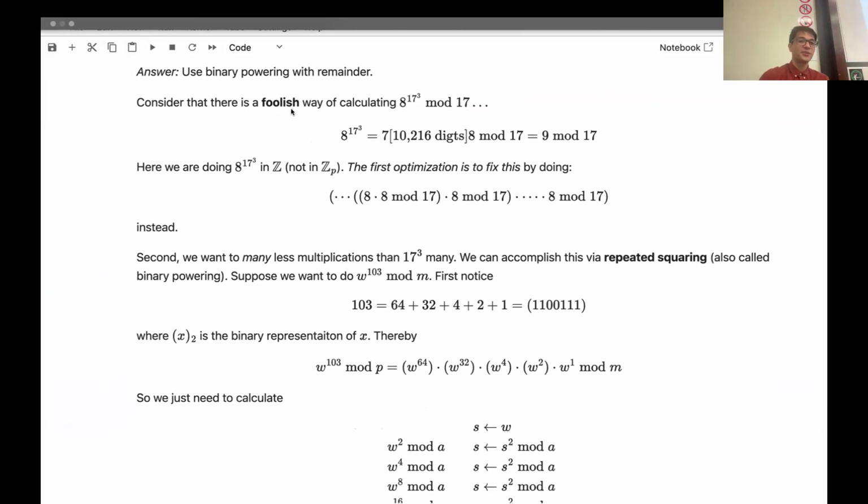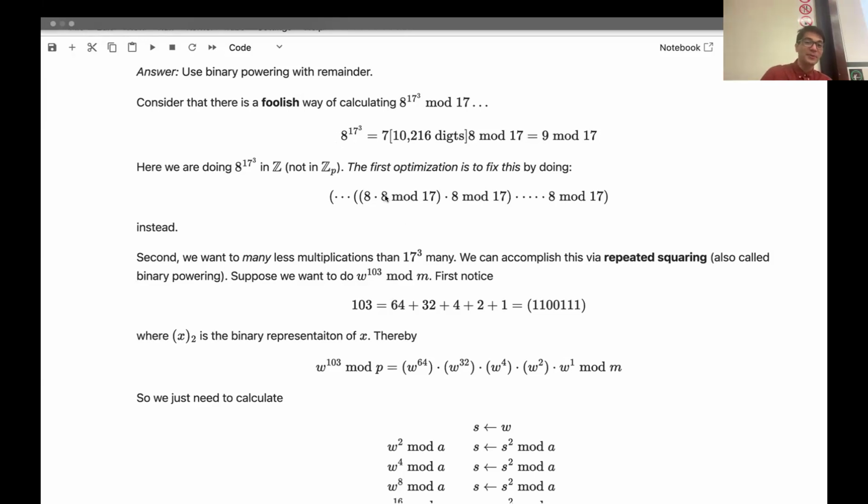So consider taking 8 to the power of 17 cubed. If I were to put that into the system, it'll print out 7, followed by 10,000 digits of numbers, followed by 8, mod 17, 9. So in order to conclude a 9, we needed to compute a number with 10,000 digits in it, knowing that the answer could never exceed 9. The first idea here, and this is part of your project, is that part of the factoring algorithm is to take something to a high power. So we need this optimization in order for the computer not to blow up like this.